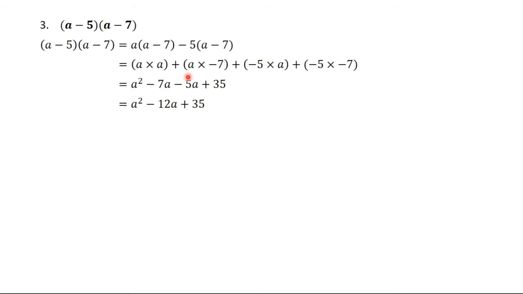If you watch the video on additions and subtractions of algebraic expressions, you understand why minus 7a and minus 5a is giving us minus 12a.